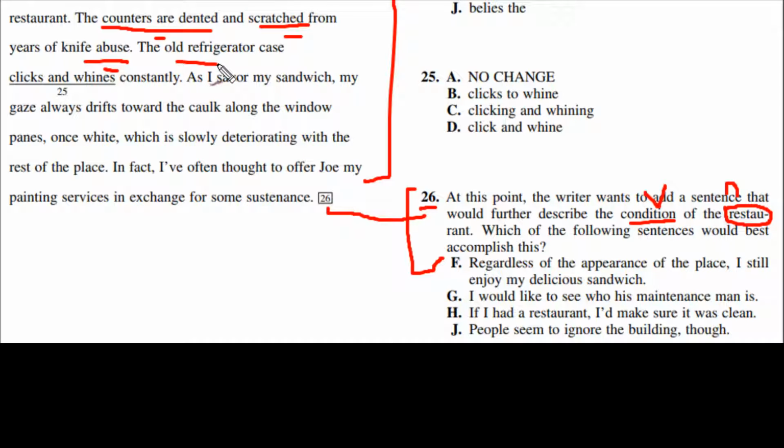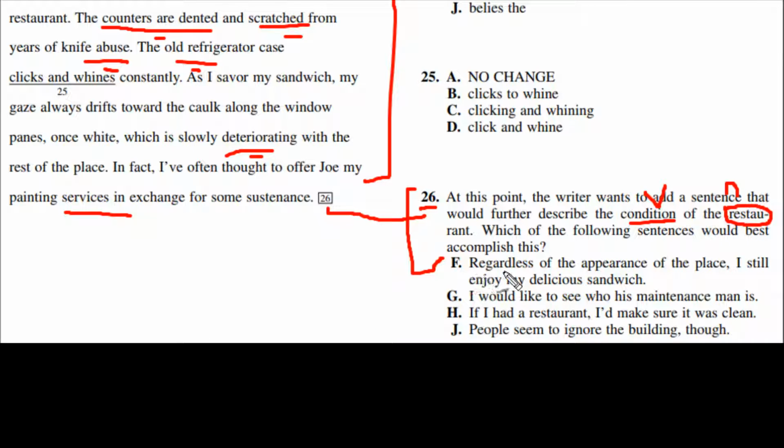Old refrigerator, and it looks like the slowly deteriorating, it's negative. And it says, I've often thought to offer Joe my painting services in exchange for some food. So thinking about painting, we know that we're going to need to talk about the restaurant, and it looks like the restaurant is bad. It's in bad shape.